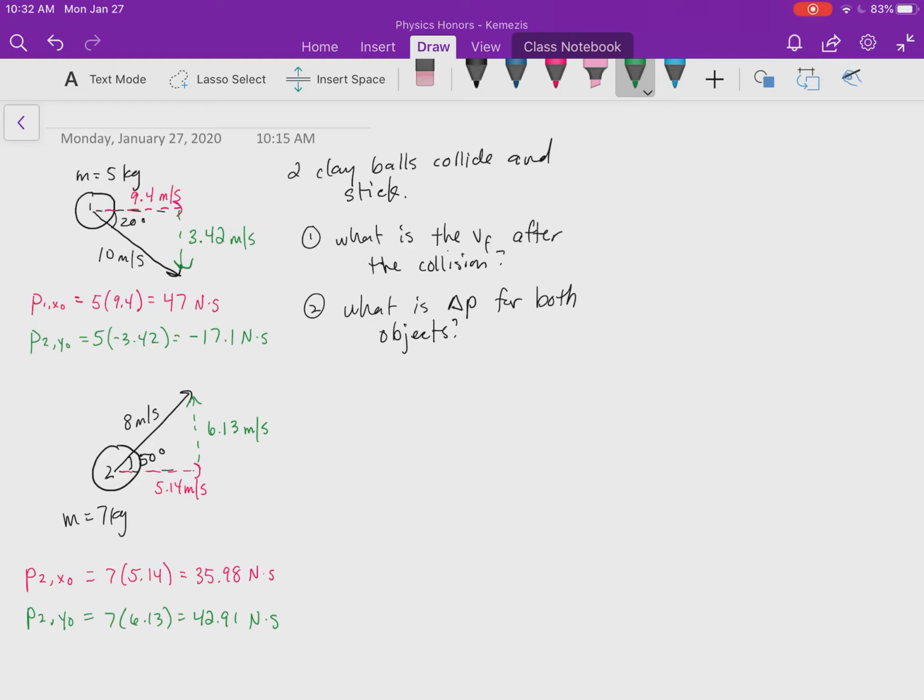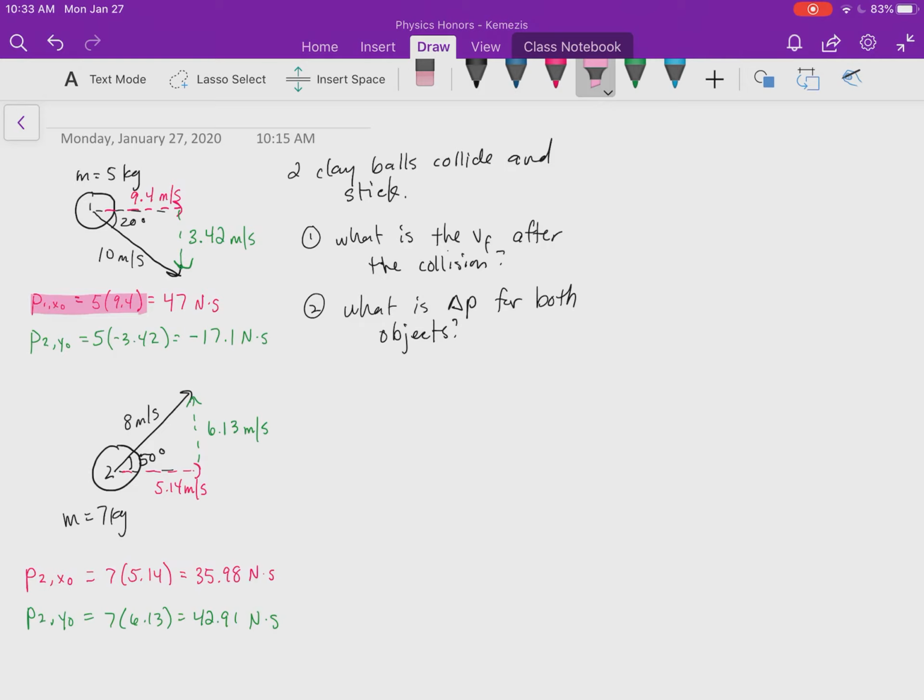So we have our first object here with 5 kilograms in mass and 10 meters per second at 20 degrees below the horizontal. I've already broken out the components, the x and y velocities there, 9.4 meters per second to the right and 3.42 meters per second down. Then what I did there is I just calculated the momentum in the x direction and the y direction for this object, right? So that's what this calculation is right here.